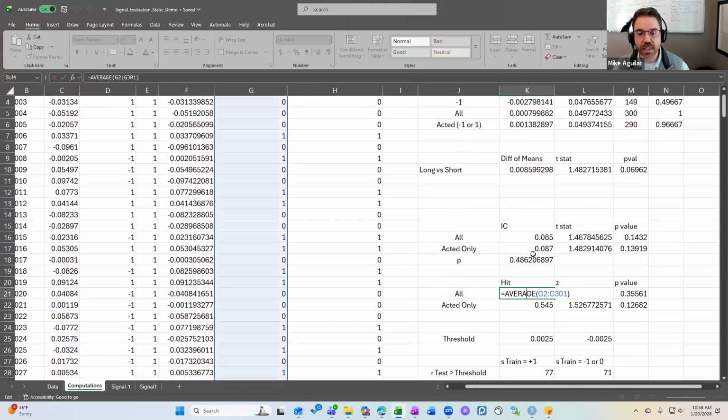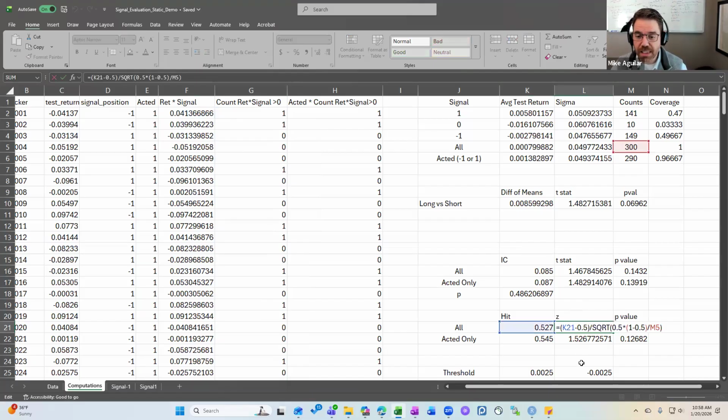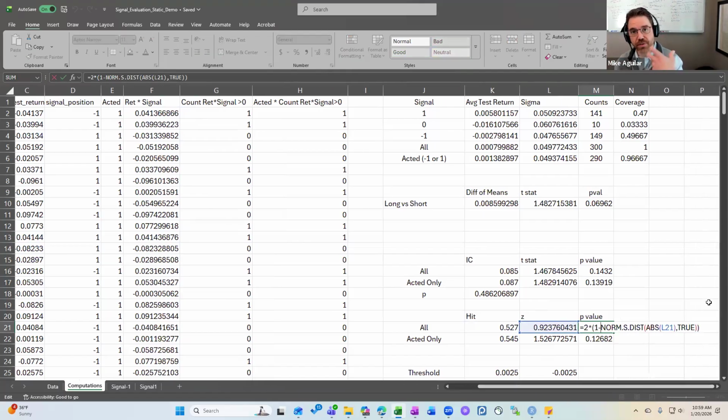So the hit rate is just taking the average across those ones or zero signs going the same direction. Construct a Z-stat, analogous to the way that I had it on the slide, the 0.5 representing that coin flip probability, and then the associated p-value. It's two-tailed, so what I do is I take 2 times 1 minus the NORM.S.DIST in Excel. That's the way in which you can construct that distribution of the normal.